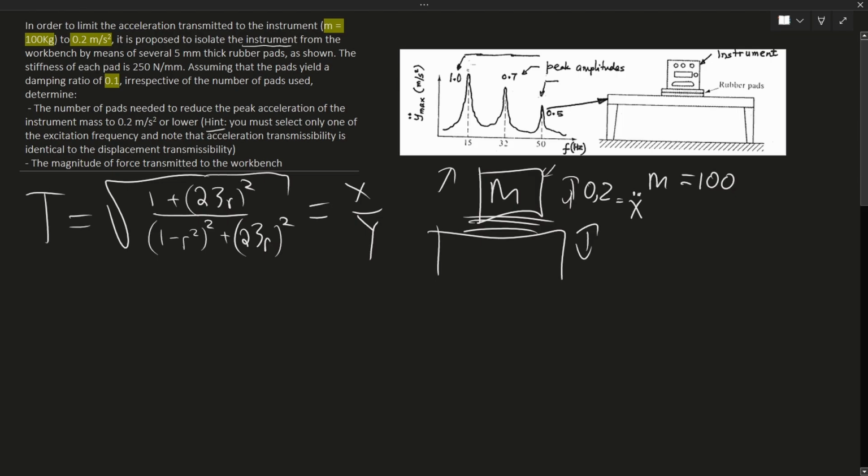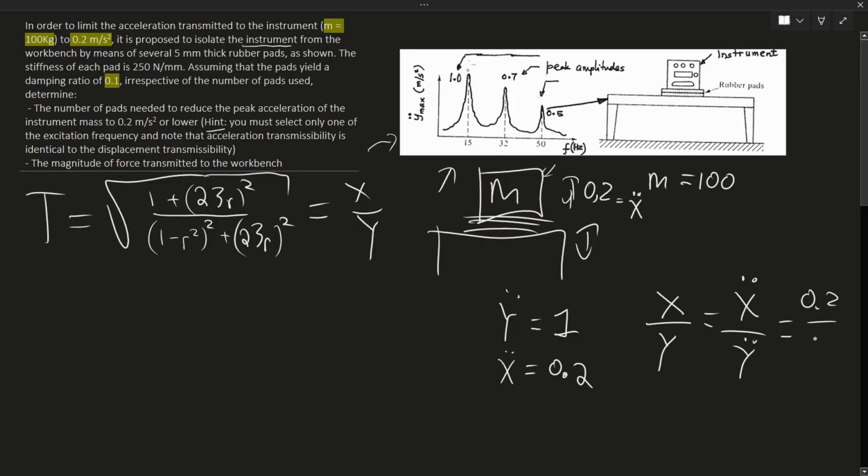So they're giving us a hint that we have to select one of the excitations. We're going to pick the largest acceleration because that's the most significant one, right? So y double prime equals 1. And it's saying that they want to use a certain number of rubber pads so that the machine peaks at 0.2. So we're going to put this as 0.2. Here we can consider that x divided by y is the same ratio as the acceleration, okay? So we could say that it's equal to 0.2 divided by 1 equals 0.2.